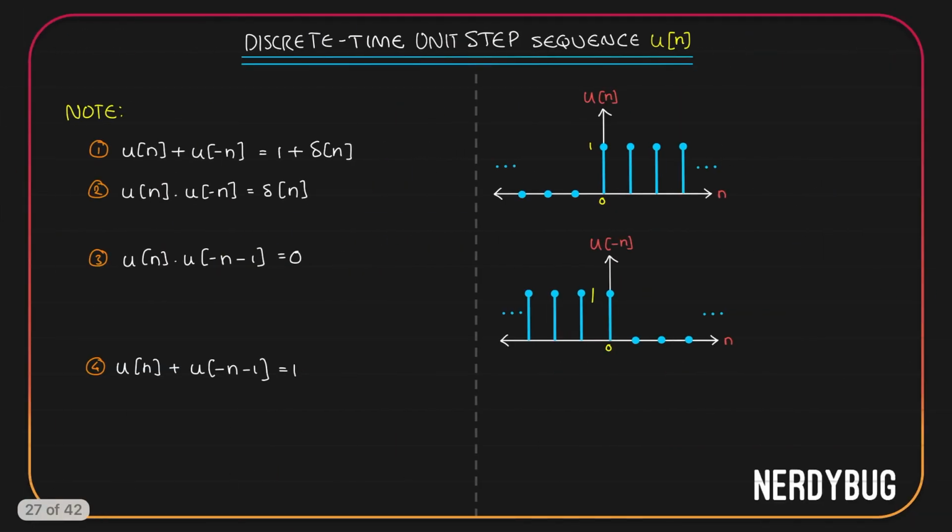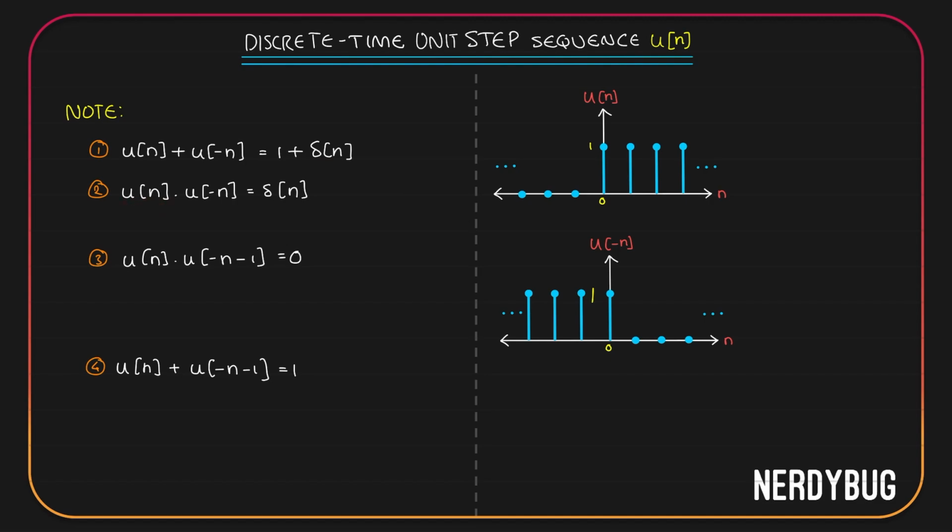Now let's move on to some very interesting results. First one says u of n plus u of minus n is 1 plus delta of n. I have u of n here. It has 1 from 0 to infinity. I have u of minus n here. It has 0 from 1 to infinity and 1 from minus infinity to 0. If I add them, till minus 1, I have 0 here, I have 1 here. So I'll get 1 everywhere. From 1 to infinity, I have 0 here, I have 1 here. So when I add them, I'll get 1. Only at 0, I have 1 at both places, so I will get 2. So it is equivalent to having 1 everywhere, but an extra 1 at 0. That is, it will be equivalent to taking 1 plus delta of n.